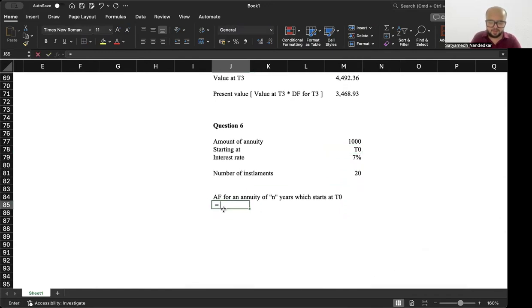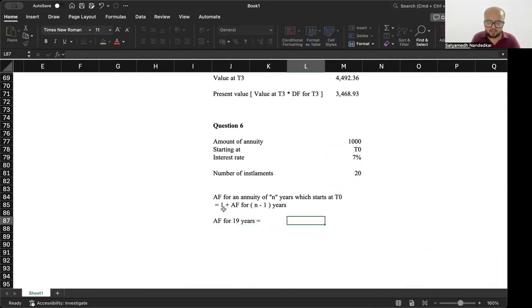This is basically 1 plus annuity factor for n minus 1 years. So I will need annuity factor for 19 years. N minus 1 is 19. 1 minus (1 plus r) raised to minus n, that is raised to minus 19, upon r. Okay, let's just check whether the formula is right. Yes, we have applied it correctly.